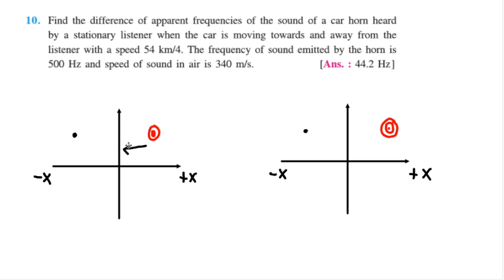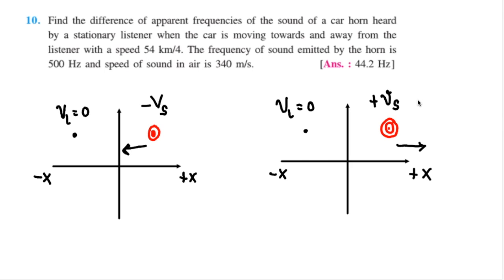And my source is approaching my listener, that means it is always approaching the negative x-axis, hence my velocity will be minus Vs. My listener is stationary, hence VL equals 0. In the second case, my source is moving away from the listener. At that time, my Vs is approaching the positive x-axis and it is plus Vs.